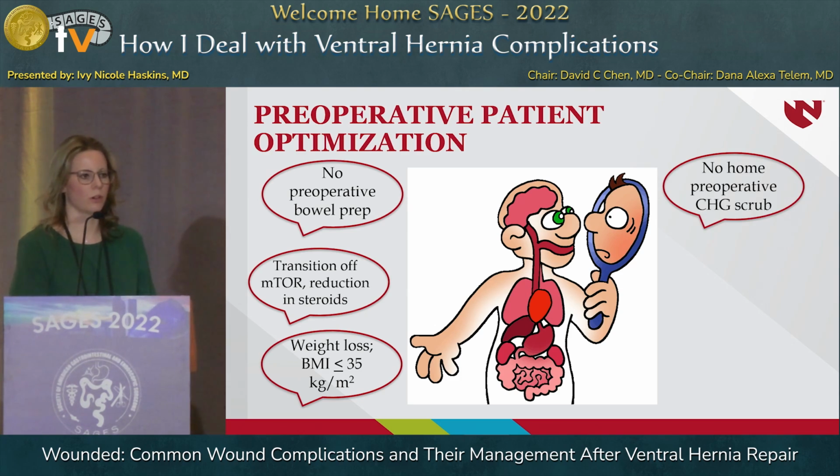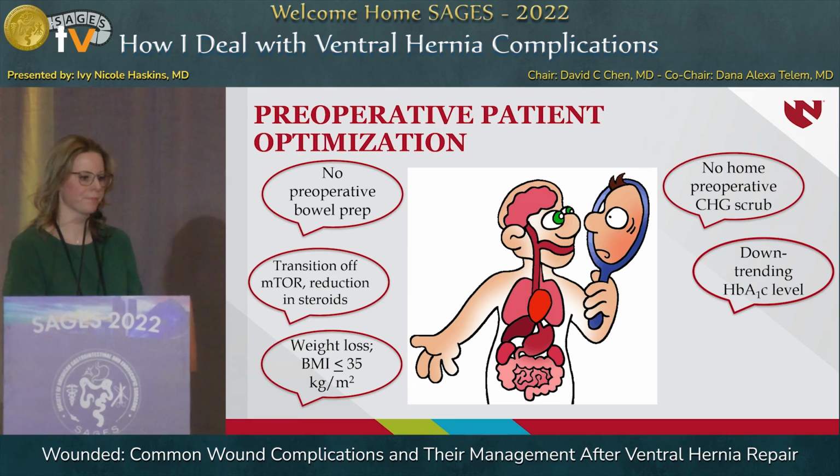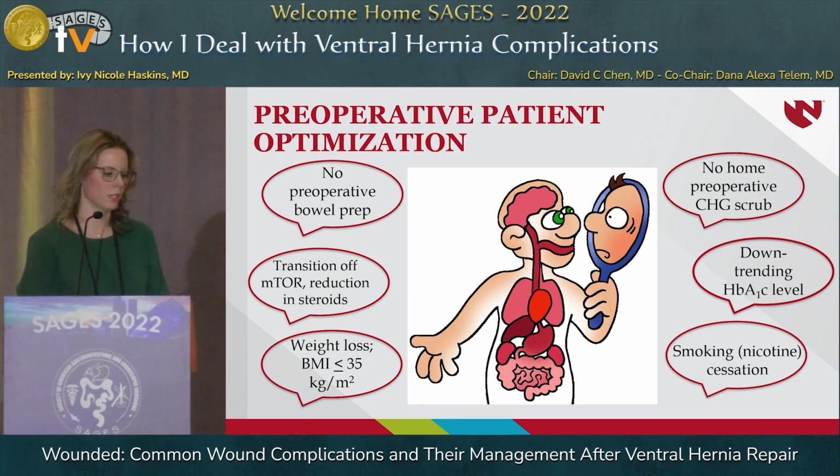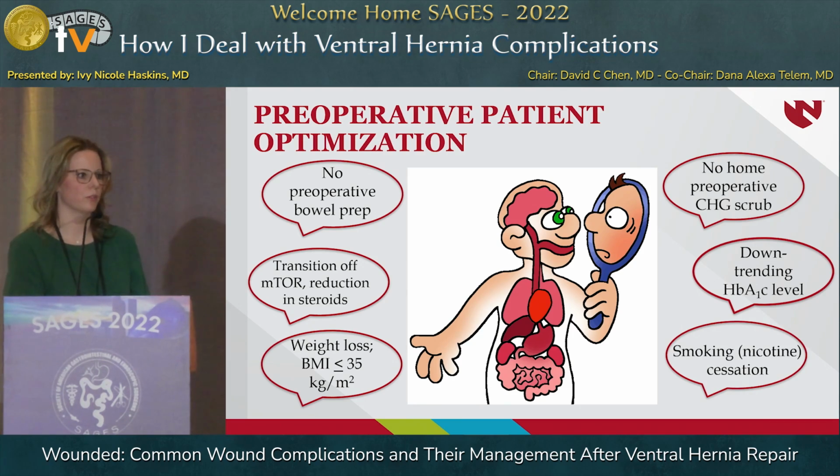They do not undergo a home preoperative chlorhexidine scrub. Patients must have a downtrending hemoglobin A1C level as close to 6.5% as possible. And then we make our patients quit smoking for 6 weeks preoperatively with a negative urine nicotine test.